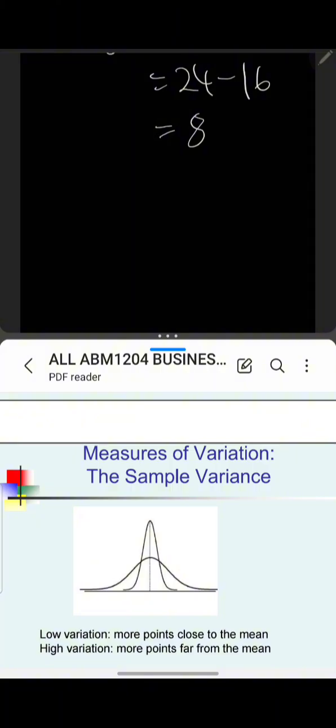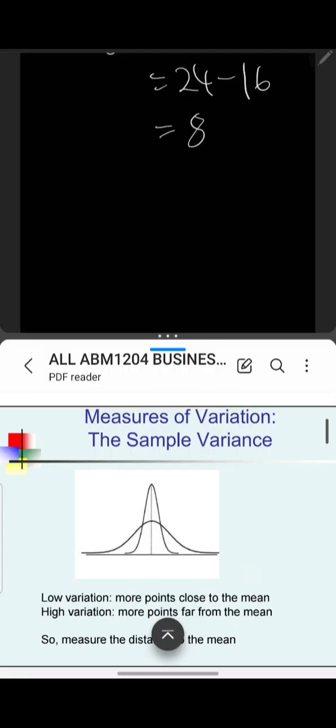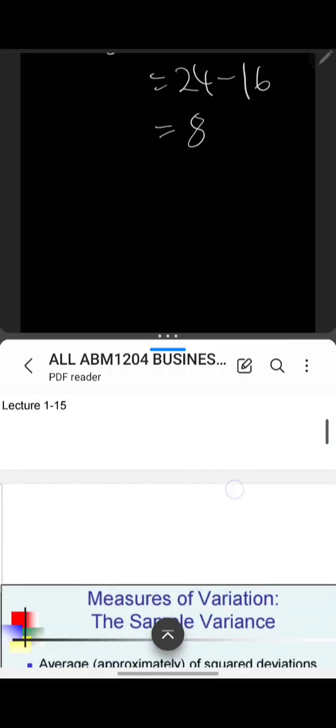So that's why we go on to the next measure. Since the range is not enough, let's now do variance. What I was illustrating earlier was the word variance. If the data is very close, or very dispersed. If it's very close, that means it has a low variance. If it is very dispersed, that means it has a high variance. It's just how close it is to the mean. So it measures the distance to the mean.